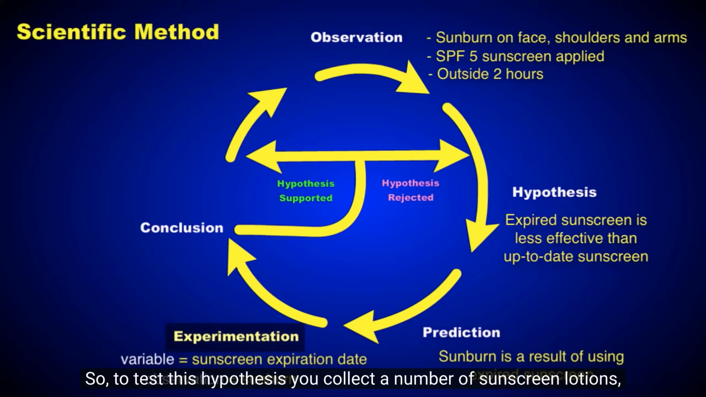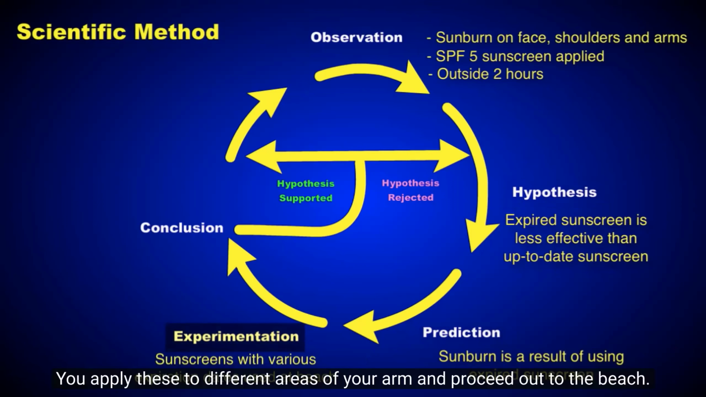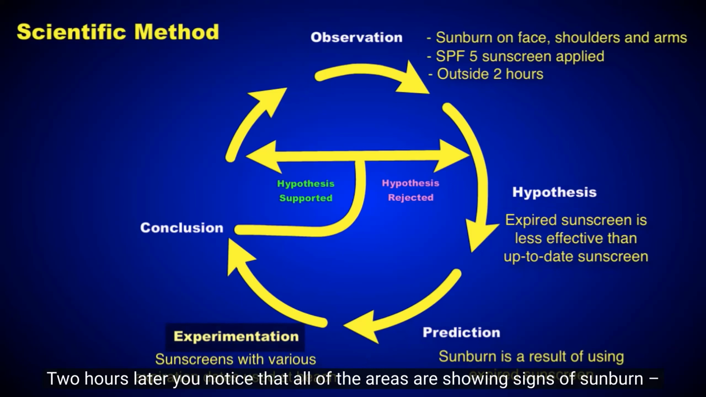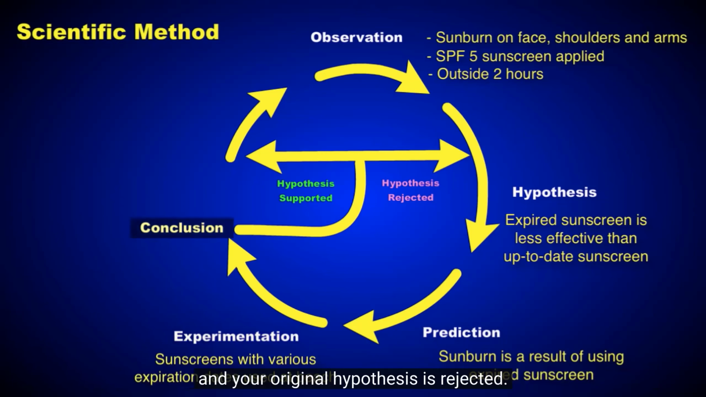So to test this hypothesis, you collect a number of sunscreen lotions, all with the same SPF, but different dates of expiration. You apply these to different areas of your arm and proceed out to the beach. 2 hours later, you notice that all the areas are showing signs of sunburn. So you now know that expired sunscreen isn't the reason you got sunburn, and your original hypothesis is rejected.